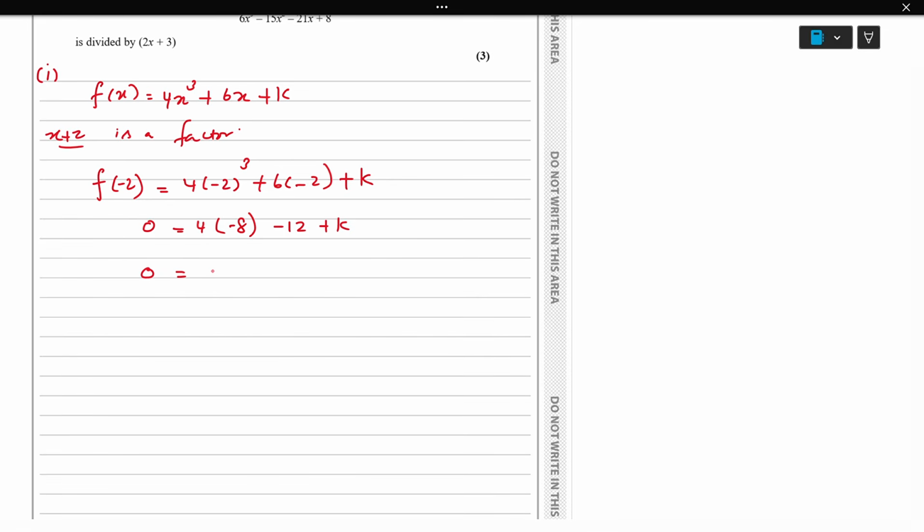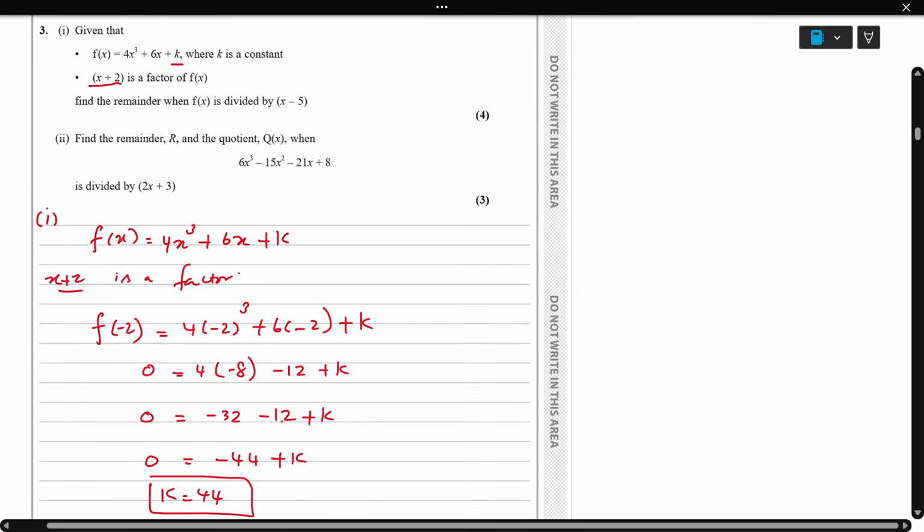So 0 equals negative 32 minus 12 plus k, which is equal to negative 44 plus k. So k equals 44. So we found k. Now we plug the k value into the given function, which is f of x equals 4x cubed plus 6x plus 44.